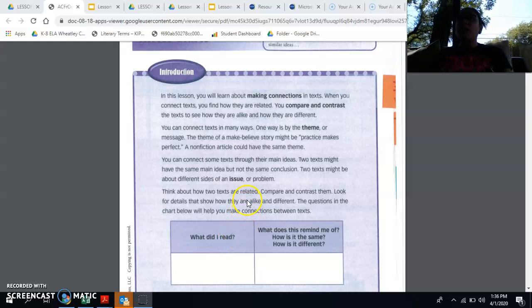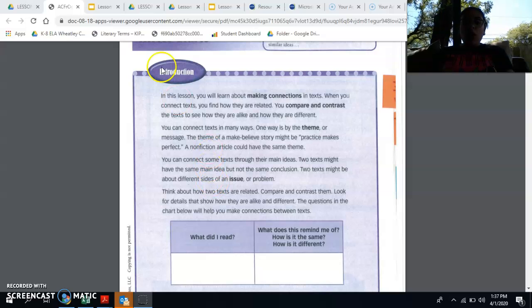Was it a first-hand account? Was it a second-hand account? Remember, a first-hand account is when the person was actually there in the story and they're explaining their own personal experience. A second-hand account is when someone is writing about something that happened in the past. Okay? So, remember, those are things that you can find that are similar and different as well.